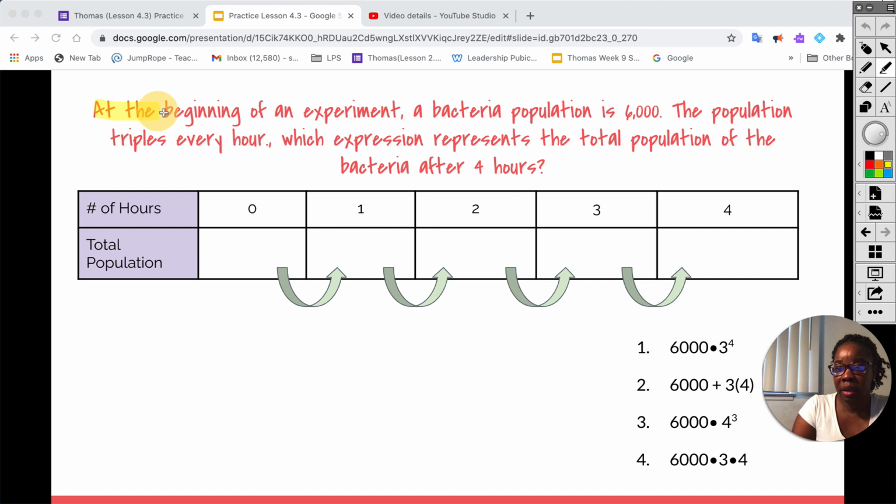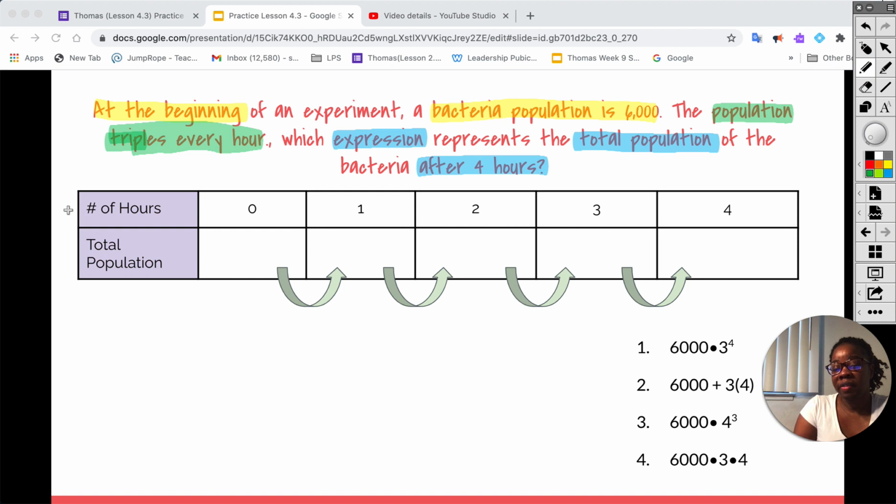So at the beginning, the bacteria population is 6,000. Then the population triples every hour. So we want to find the expression for total population after 4 hours. That's what we're focusing on. All right, so let's go.